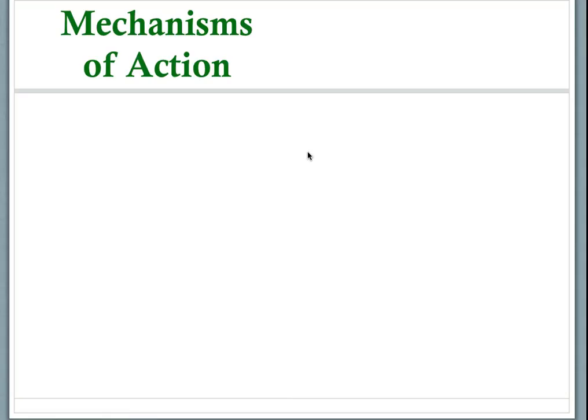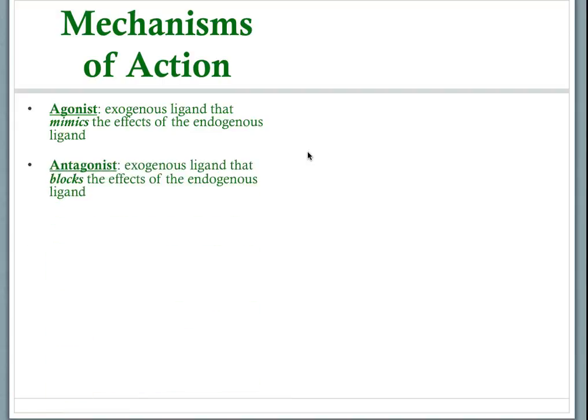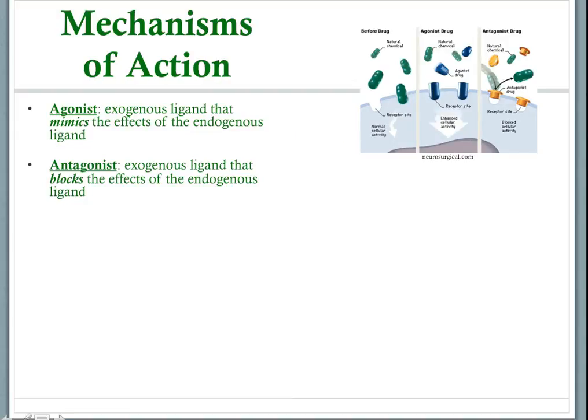Okay, so the mechanisms of action, just to go over them again, we have the agonist, okay, mimics the effect of the endogenous ligand. The antagonist blocks the effect of the endogenous ligand, right? So here we see that we have a receptor site. Now this is what they call natural chemical here. This is the endogenous ligand.